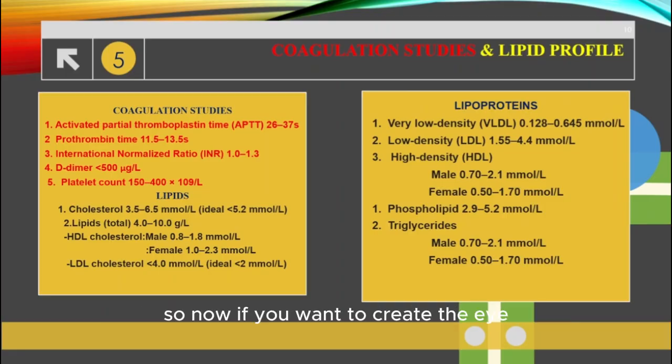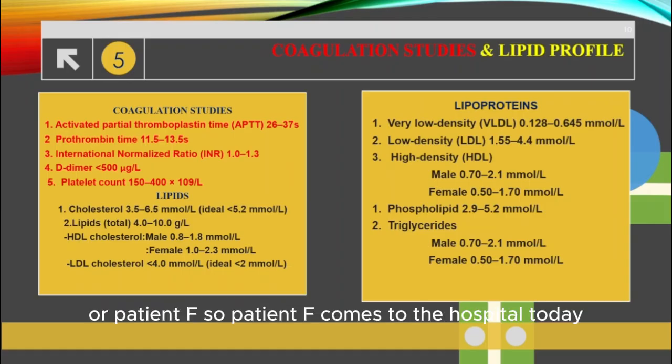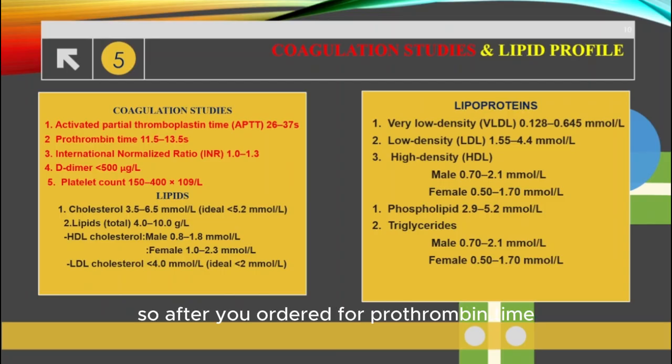So now if they want to calculate the INR, let's say we have got patient B, or patient F. So patient F comes to the hospital today, and then you order for prothrombin time. After you've ordered for prothrombin time, it turns out that it comes as, for example, in the range of 15. Let me say 15 to 16, or let me just say it's 15. How are you going to reach the INR?